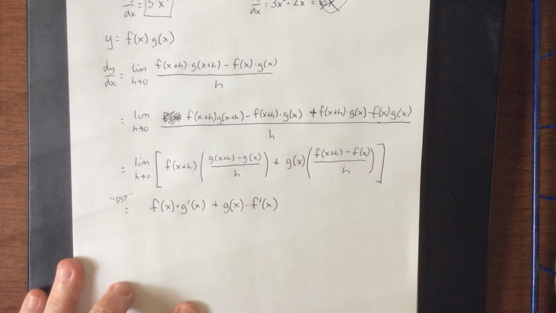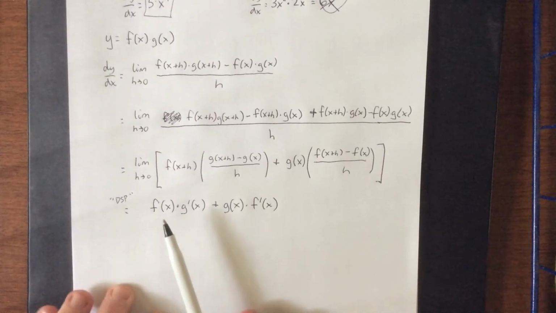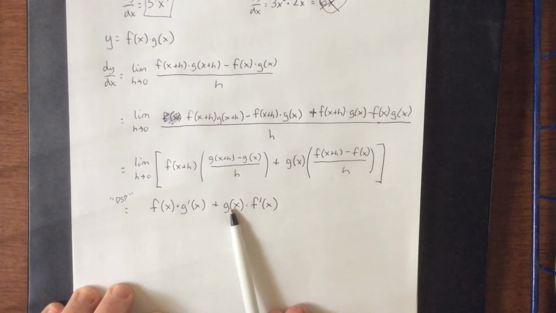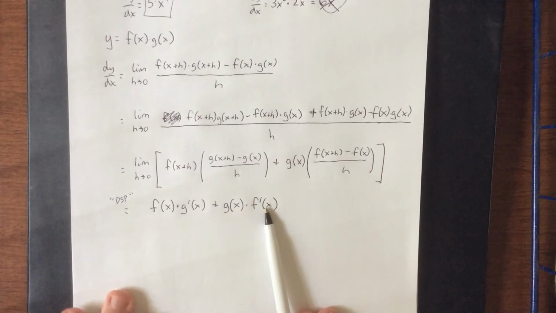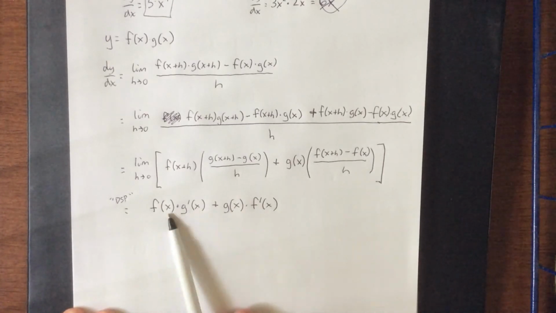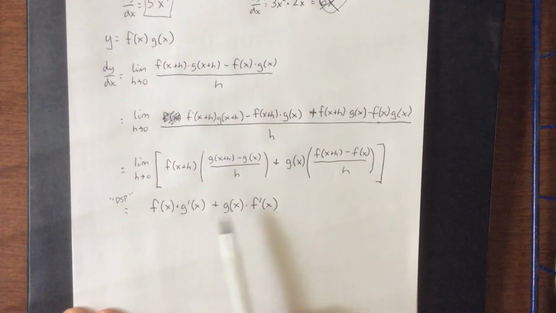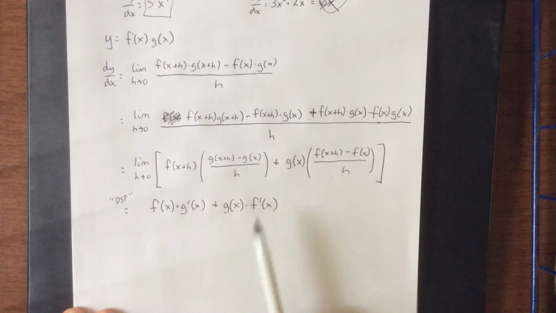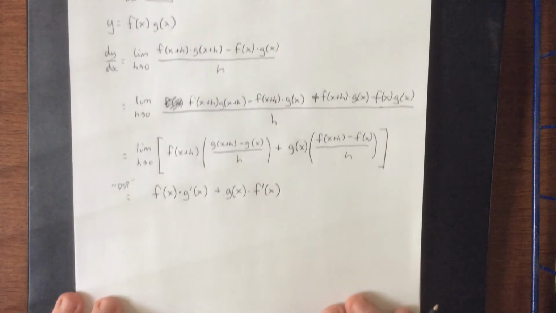So when you start with the product of two functions, the product rule states that the result will be the first function times the derivative of the second function plus the second function times the derivative of the first function. Both of these will contain an f and a g, and each one of them will be differentiated. A different one will be differentiated in each of these.